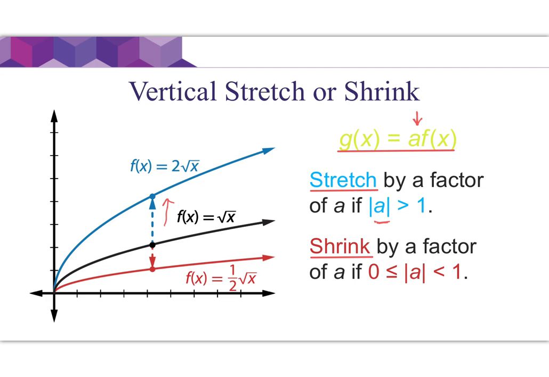And then to shrink it, if that number or that absolute value is less than one, it's going to pull it towards the x graph. So you can see here that this 2 in front of that square root of x is normally right here. This 2 pulled it this direction, where this 1/2 pulled it this direction. You can see it's much closer to the x-axis here, much further away here.